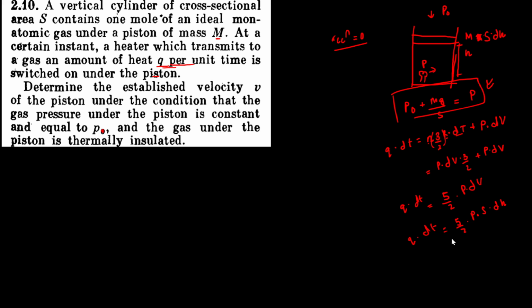So if we differentiate both sides with respect to t, we are left with Q equals 5 by 2 P S dh by dt, and we are concerned with the value of dh by dt only, that is the velocity of the piston. So we take it as V. Now V equals 2 by 5 into Q by PS. This is the velocity that has been acquired by the piston. Thank you. I hope this solution helped you guys.